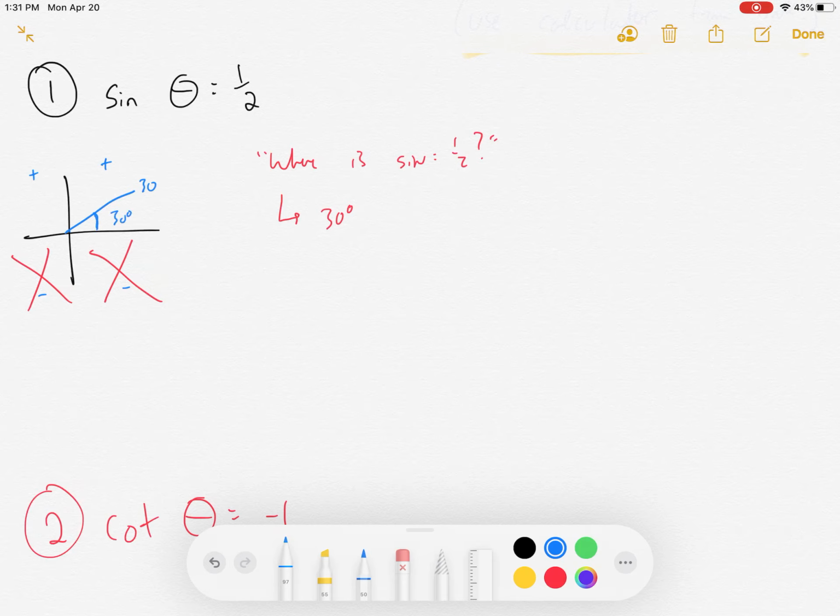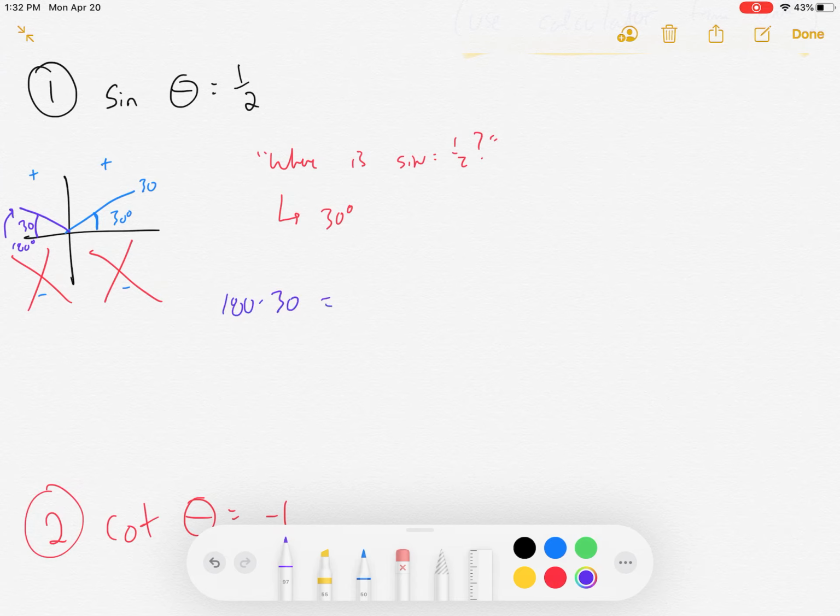So what's the reference angle right there? The reference angle is 30 degrees because that's the shortest path back to the x-axis. Now, to find the other answer to this, I kind of stumbled there. So to find the other answer, what we need to do is go back 30 degrees. Our reference angle here is 30 degrees.